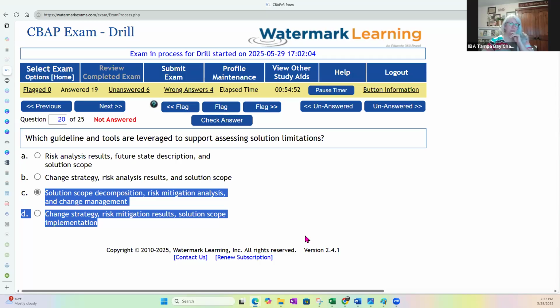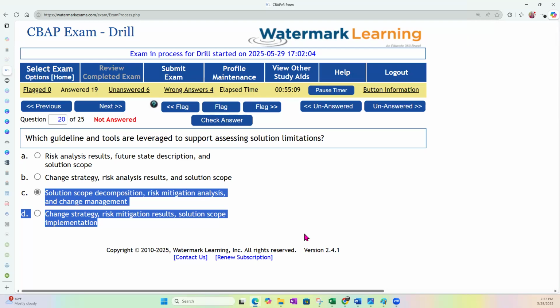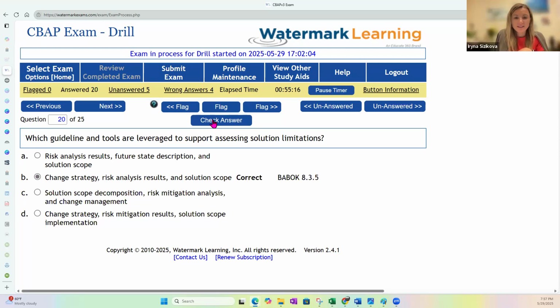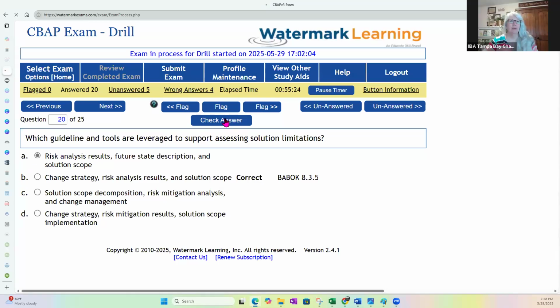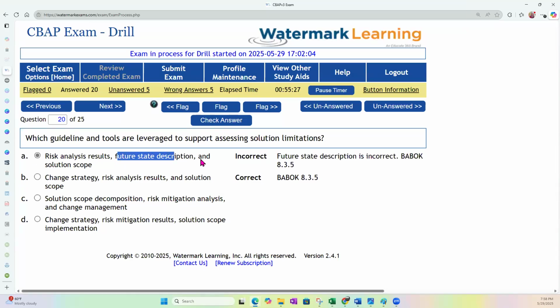So what is the right answer? Okay, what we need for solution limitations: change of strategy sounds reasonable. Solution scope sounds reasonable. Risk analysis result sounds also good. Future state descriptions also sounds good, but I go with B. Yeah, agreed. B. And you are correct. Very good. Can you check A? What is wrong with that? Future state description. Oh, this isn't in there.